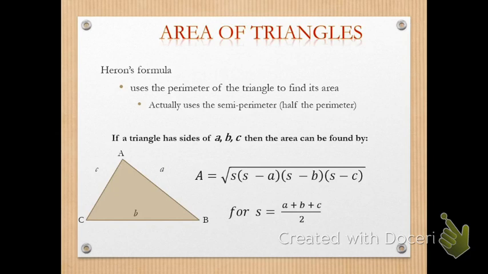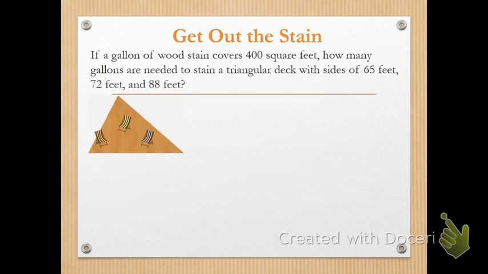So let's look at what this looks like. We're going to try this once. All right, so here we are trying to stain a wood, it looks like a wood deck. It tells us the 3 side lengths and asks us, if a gallon covers 400 square feet, how many gallons are we going to need? So I'm going to draw a triangle deck, which I had already put in there, and I'm going to label my sides. And then it's just a matter of using the formula.